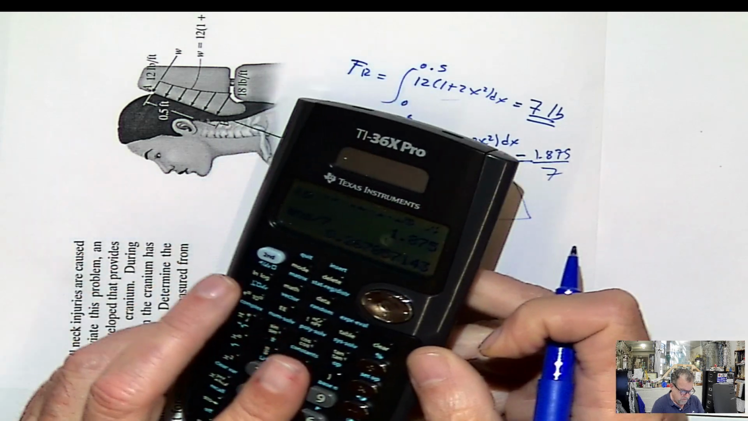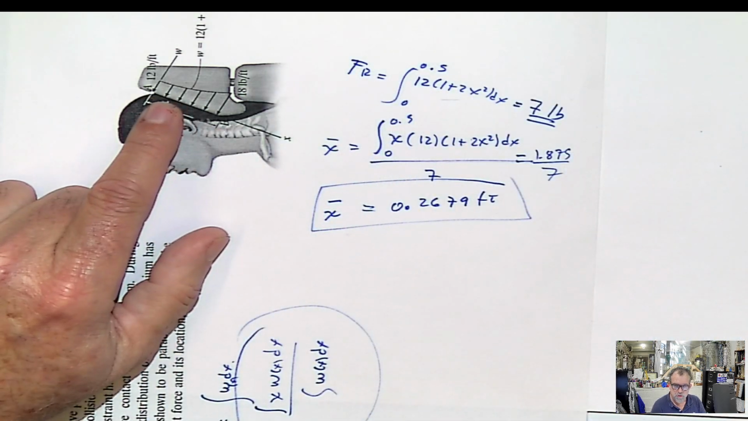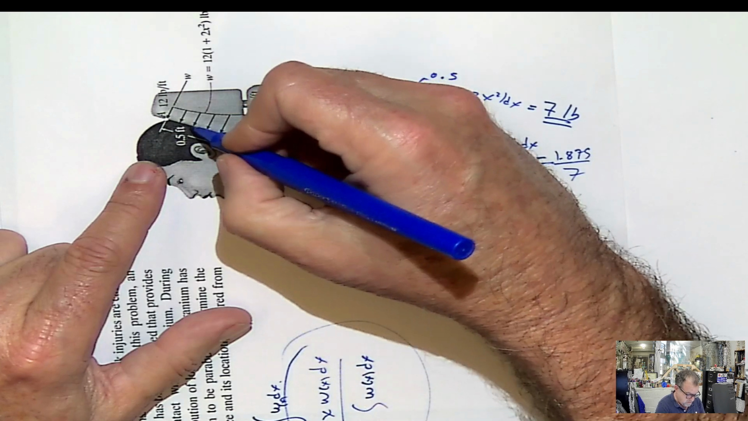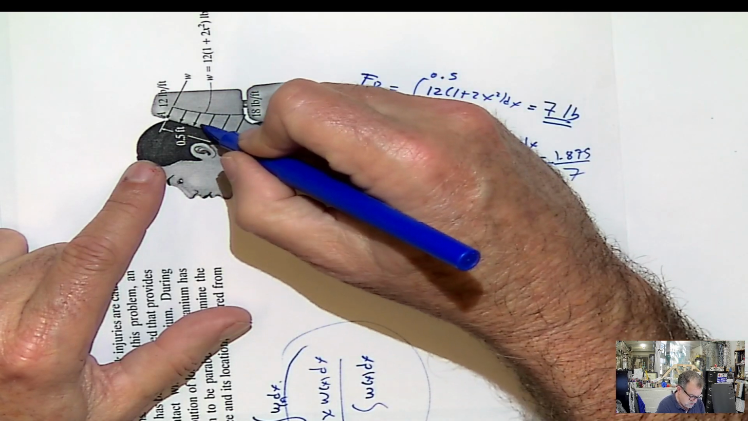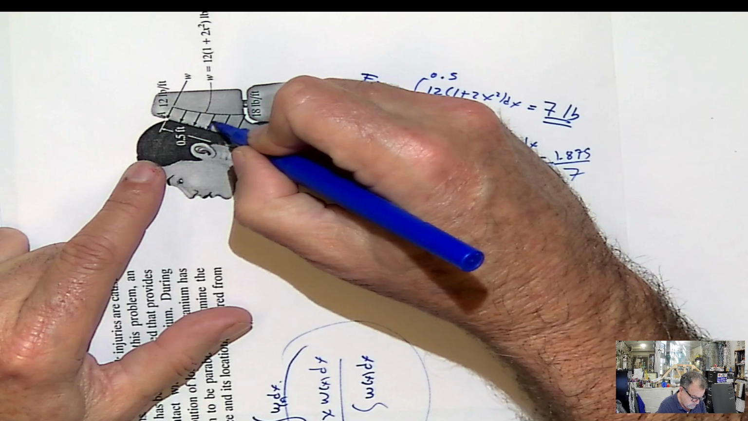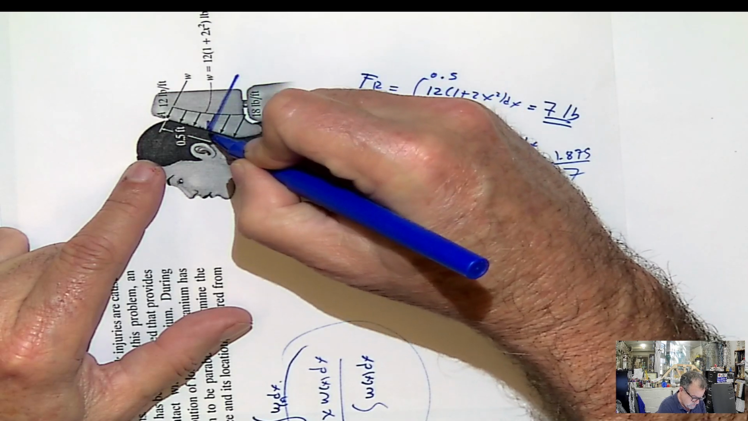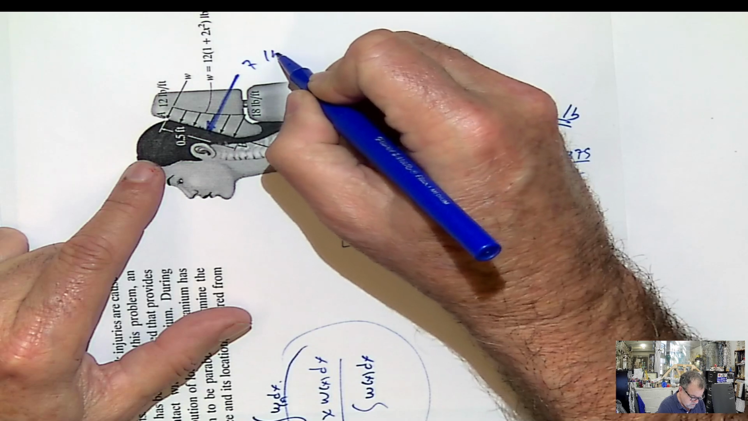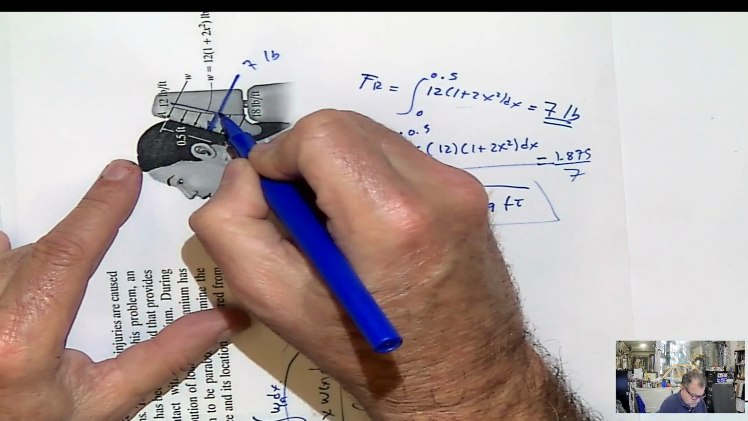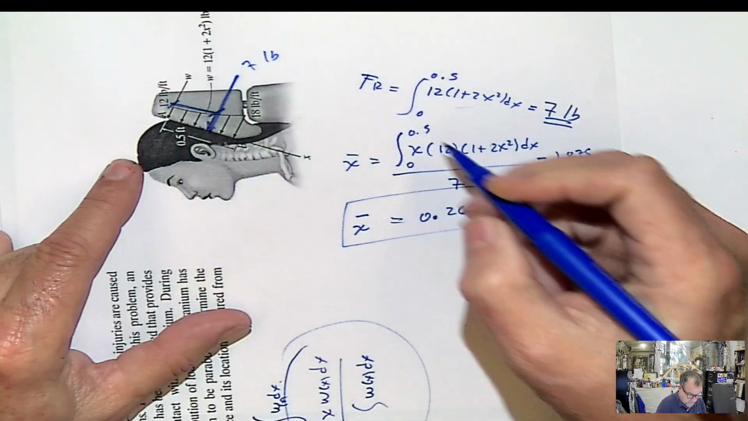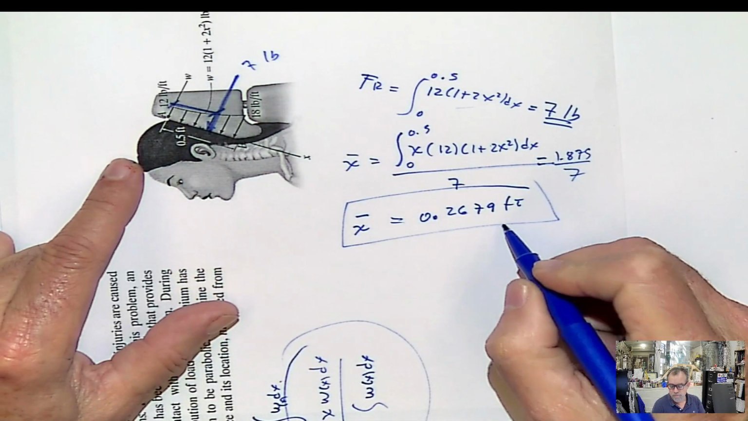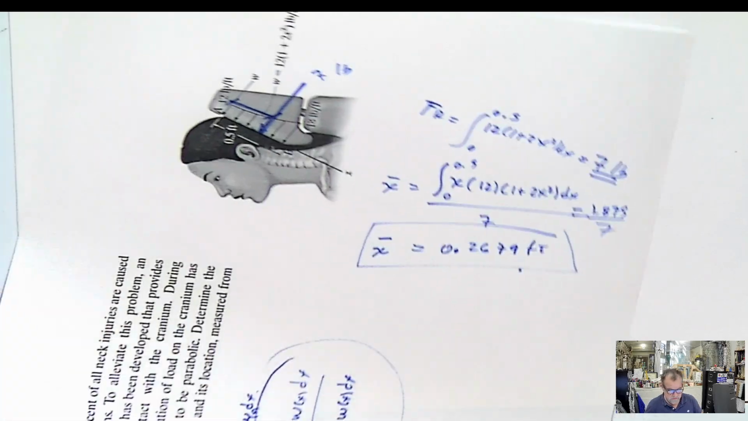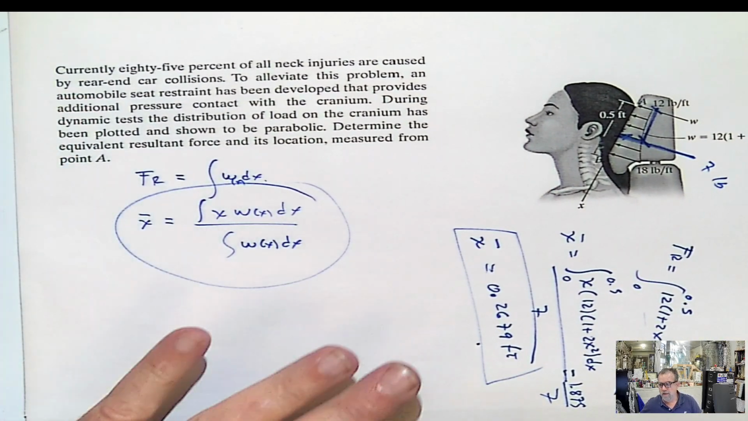What does that mean? That means that for this distribution that you have here, you're going to have a resultant force almost at the center, a little bit passing the center, right there, of 7 pounds, and this distance from here to here will be that distance that we found. This is a very easy problem that looks very complicated, but in reality it's very easy.